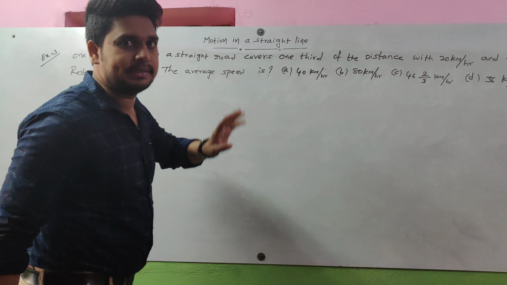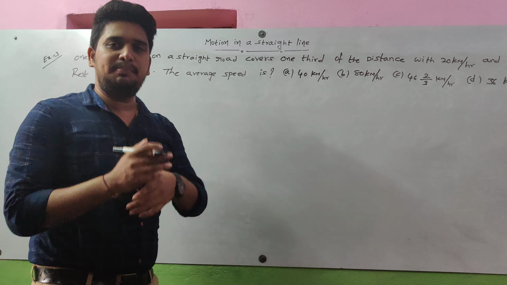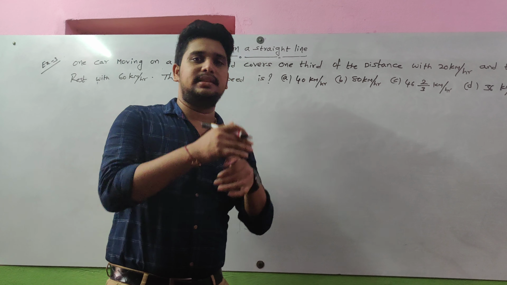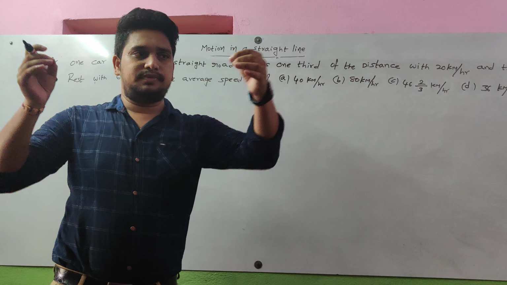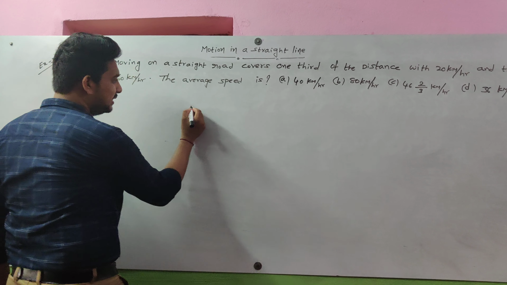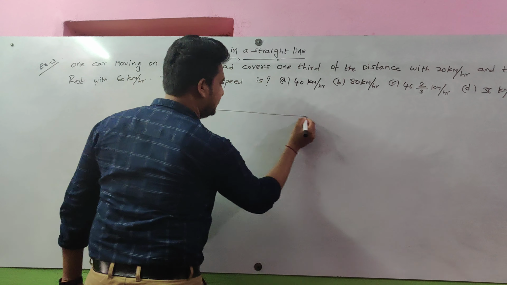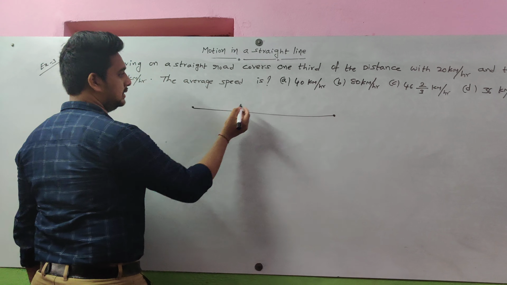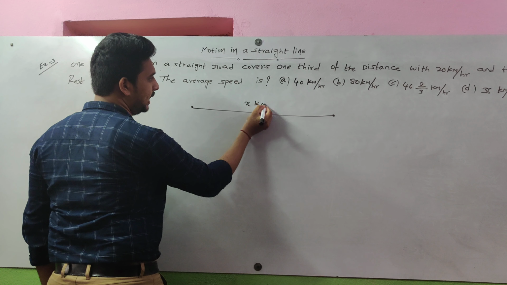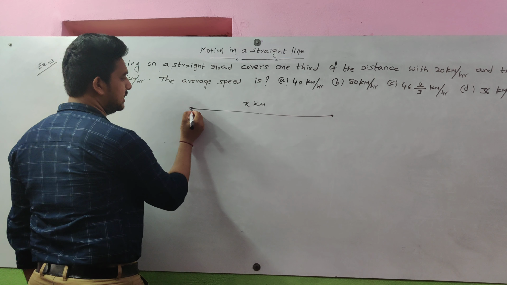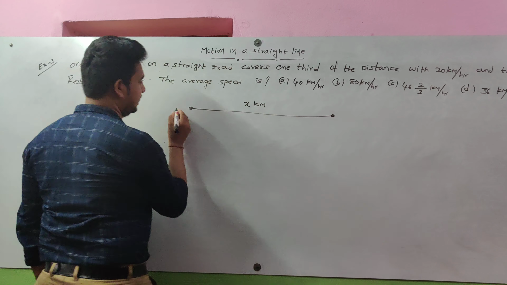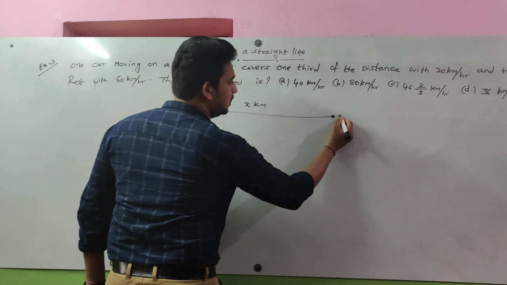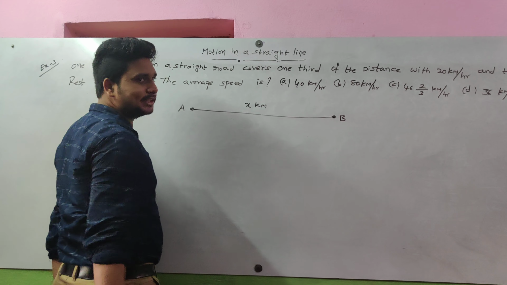Average speed is... observe carefully, friends, what is given in the question. Total distance is some x kilometers. Let the total distance from A to B be x kilometers.